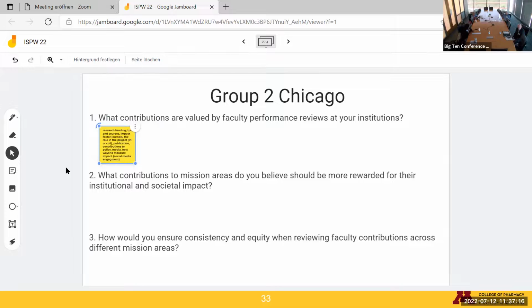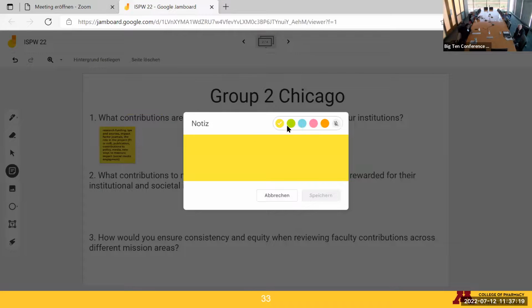Okay, so for the second question about what we think should be rewarded within the faculty performance reviews, there was an interesting, very enlightening comment made about how in the first question you're just looking at contributions, but in the second question, you're actually looking at what contributions are rewarded for institutional and societal impact. So that's the big difference between what's currently happening and what should be happening. So, you know, a great definition of impact really is where we should be headed with that. So redefining impact.